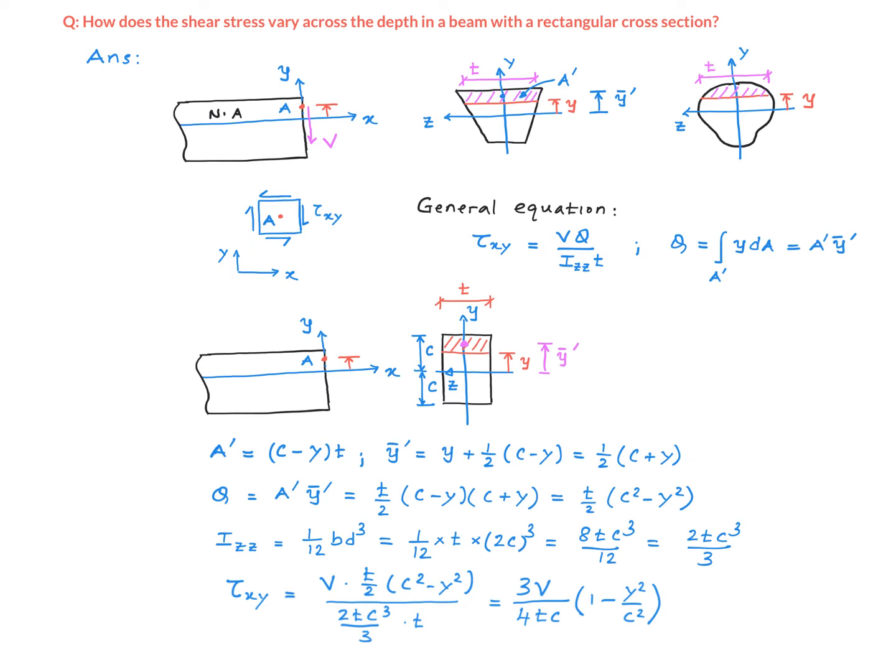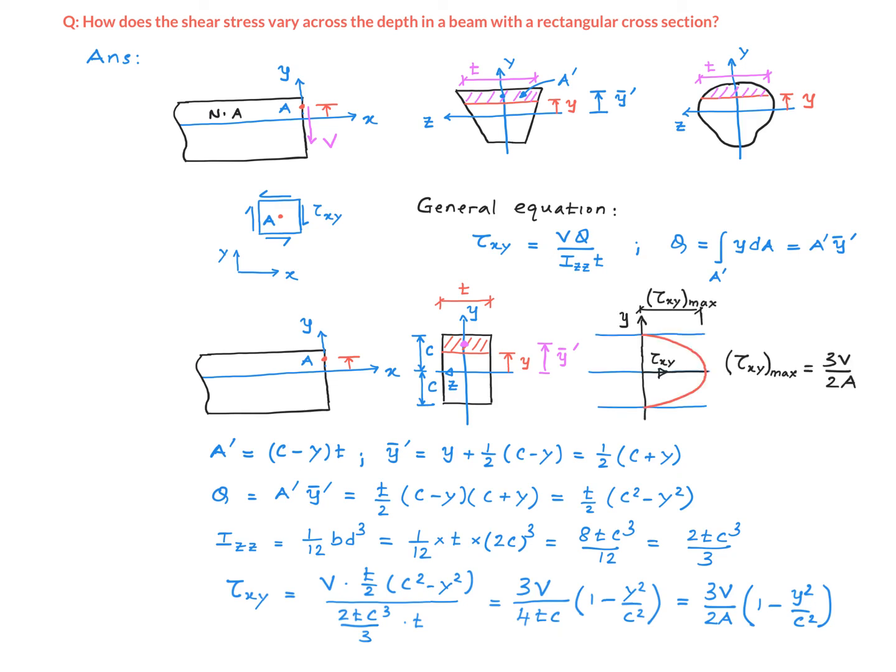Now we substitute these expressions in this equation for these quantities and simplify in order to come up with this equation for tau xy. And here we note that 2 times c multiplied by t is the cross-sectional area of this cross-section, right? So this expression can be further simplified to this. So this is the standard form that you will find in many books.